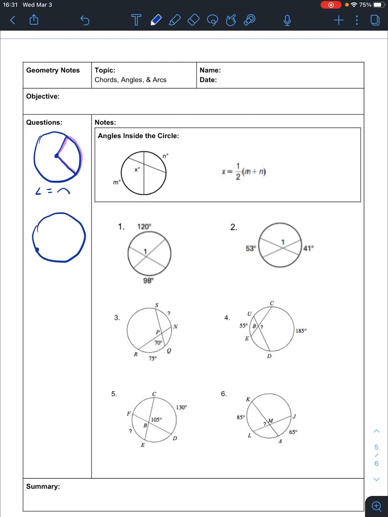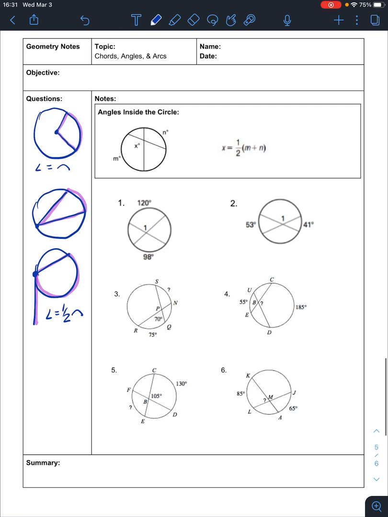Then we talked about when the vertex is on the circle. Now it can look like that, or it could look like this. But if the vertex is on the circle, then the angle is equal to half the arc. The angle is equal to half the arc.